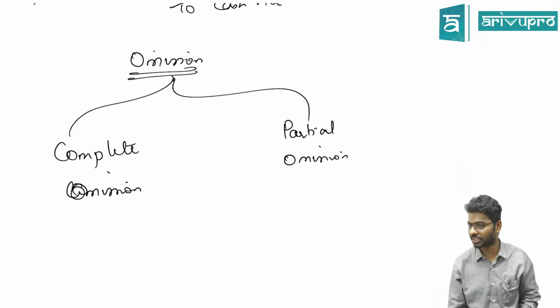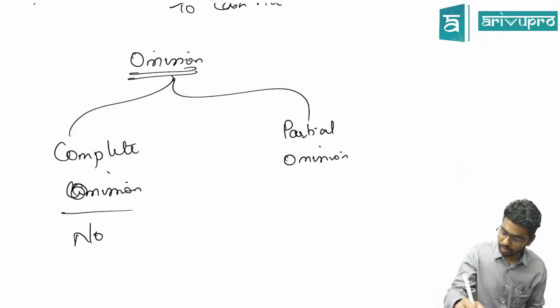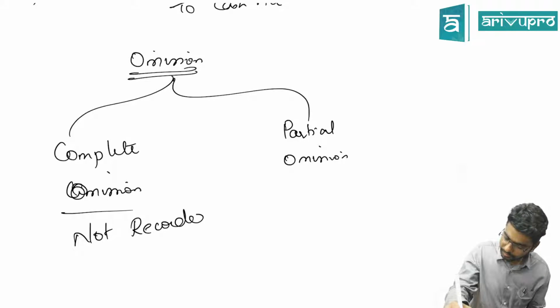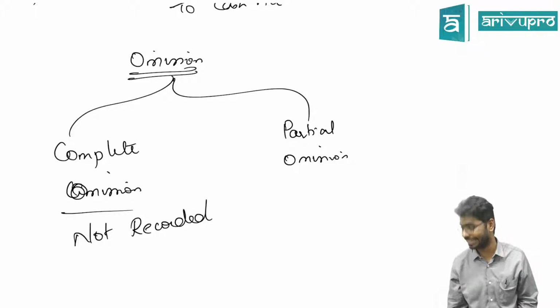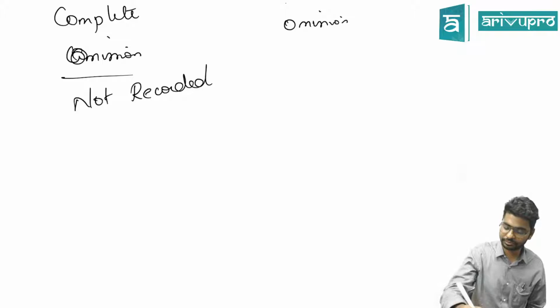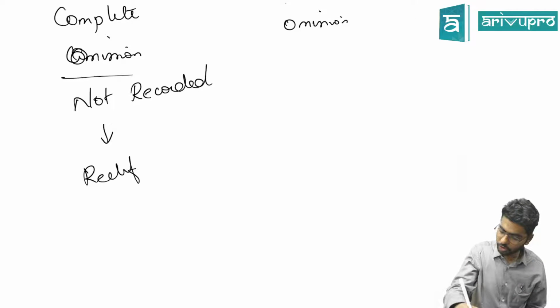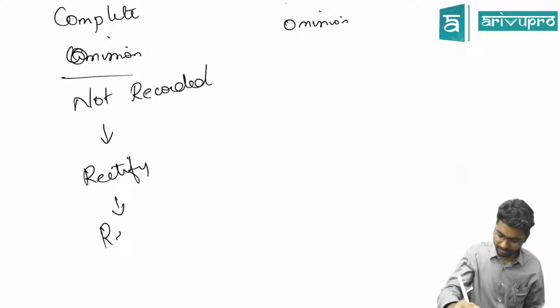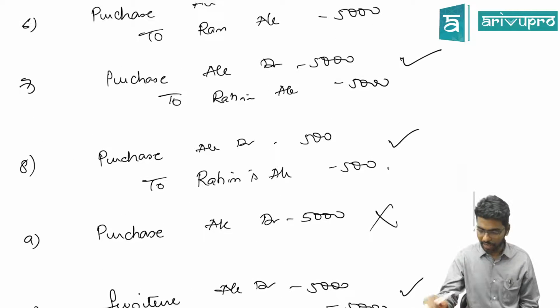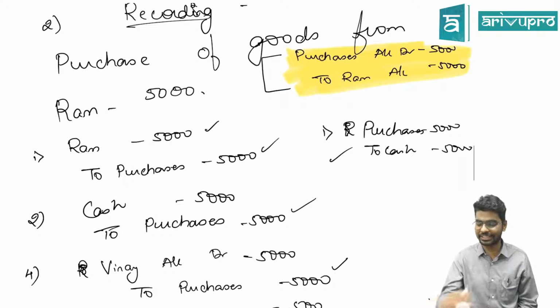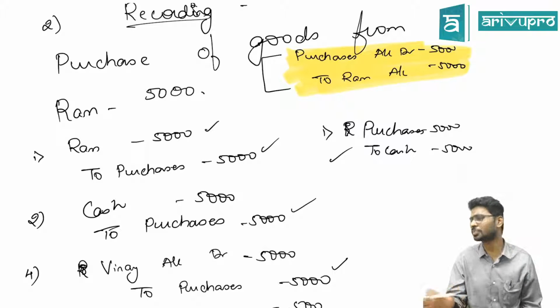What do you mean by complete omission? That you have not recorded the entry at all. How do you rectify it? By recording your journal entry. Simple. Now, I want you guys to see all of this and tell me which of them can be a partial omission. And what is partial omission? We'll define it depending on what you are looking at.